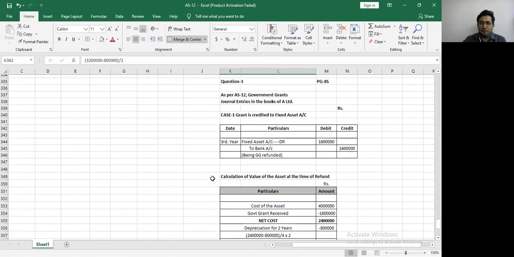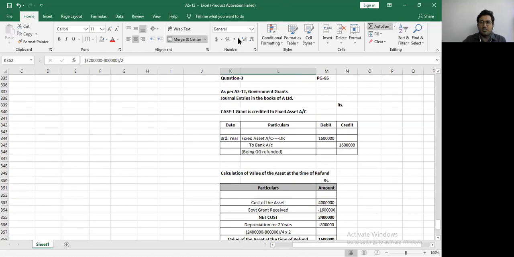Are you clear with the first method? Everyone on your chat box, are you clear with the first method? There is just one thing that I missed out, that is the government grant received. Otherwise, I think everything went as per the steps. So everyone on your chat box, are you clear with this? If you're clear with this, I'll give you time to copy and then we go to the next one.